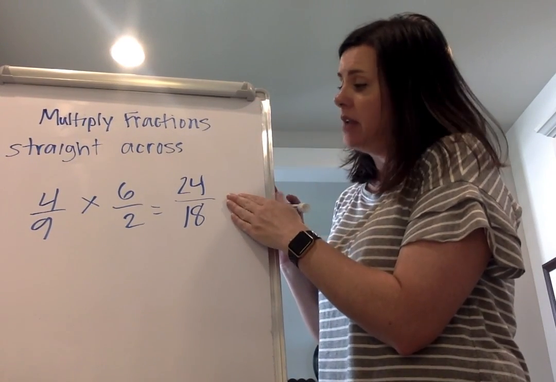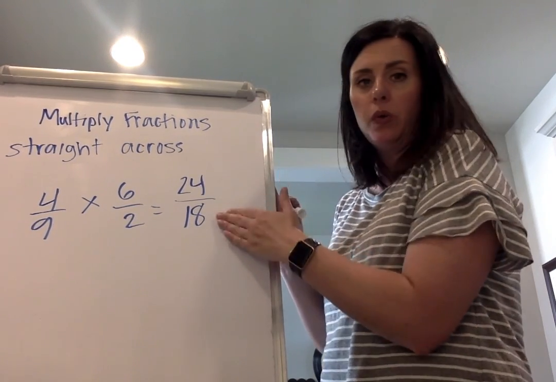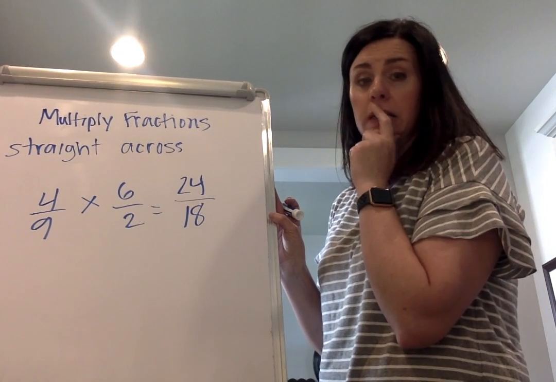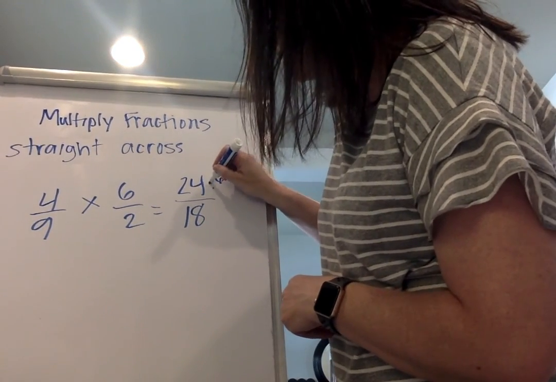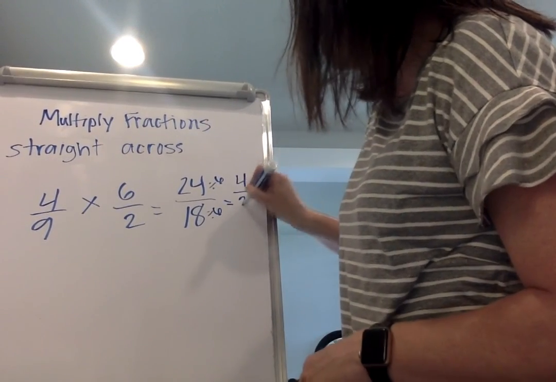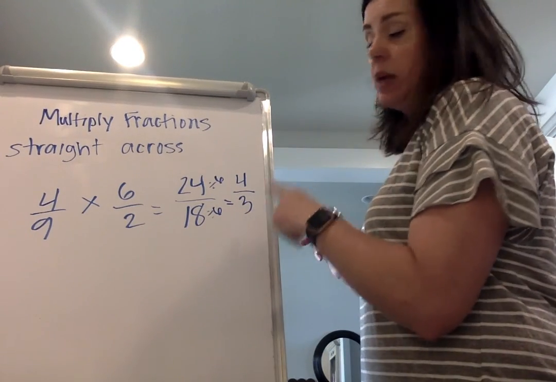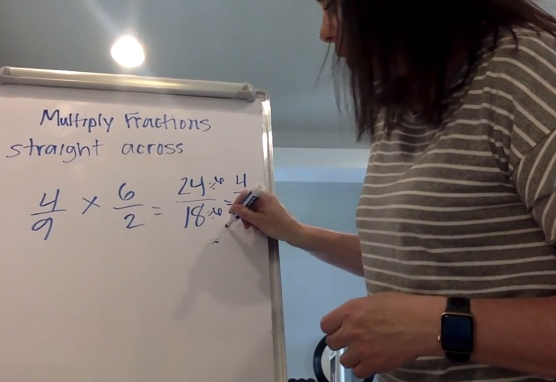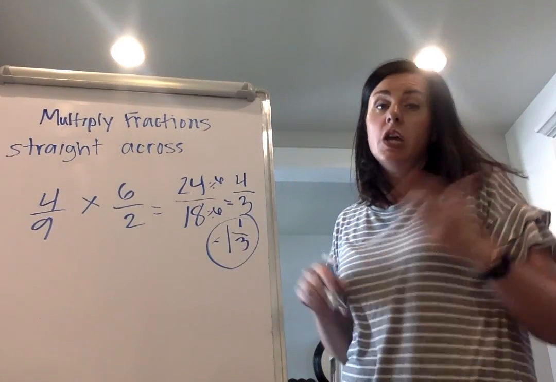I can divide, or let's see, I can reduce this. Is there a number that goes into both of these? Ooh, 6. 6 would go into both of them. So if I divide by 6, I get 4 over 3, which is what I got last time without this step. And then we have to do the same thing. So 3 goes into 4 one whole time with 1 left over. Keep the same denominator. So it works either way.